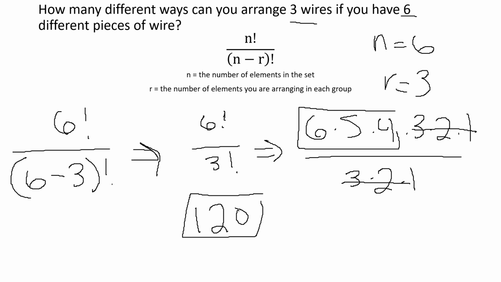Now if I didn't want to do all of this, I could just type that in my calculator just like this. Just make sure you use another set of parentheses around this. Otherwise it will read that second factorial separate. And there you go, 120.